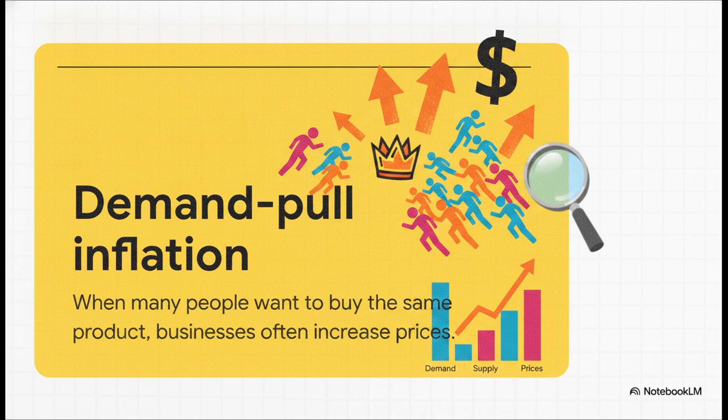A really perfect recent example of this was the post-pandemic revenge travel boom, right? After months of lockdowns, demand for flights absolutely skyrocketed. But airlines had limited planes, limited staff, and a fixed number of routes. Because travelers were so aggressively competing for those few seats, airlines realized they could massively increase their prices and people would still happily pay. The demand completely outpaced the supply, pulling the price tag right up along with it.